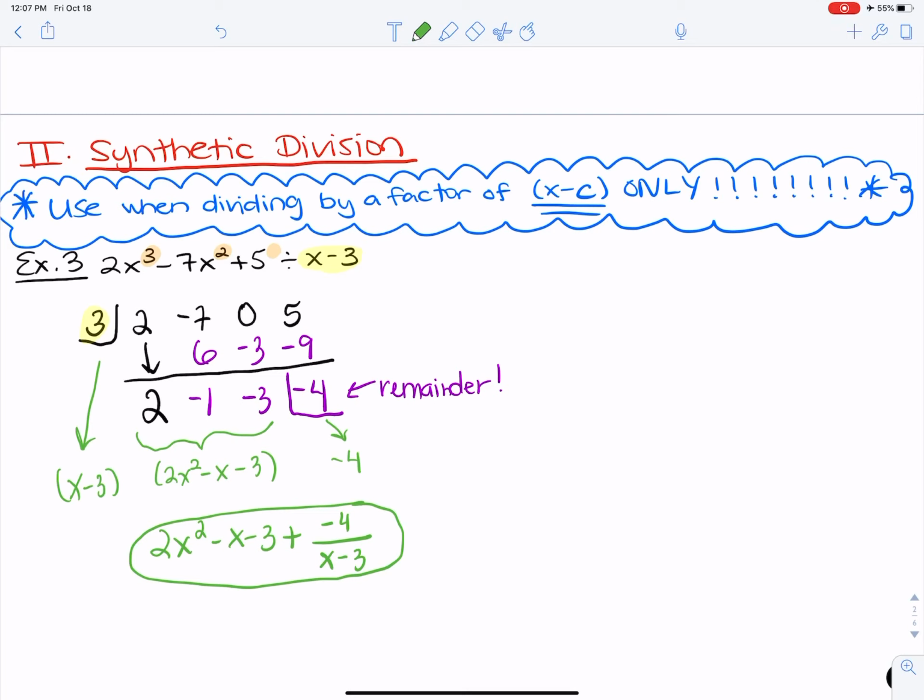And again, x minus 3 is not a factor. And you all know why, because the remainder is not 0.